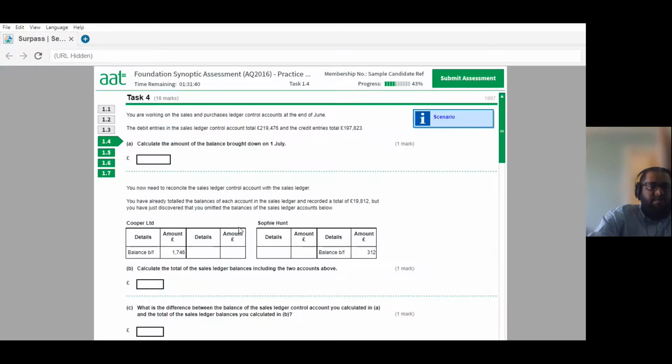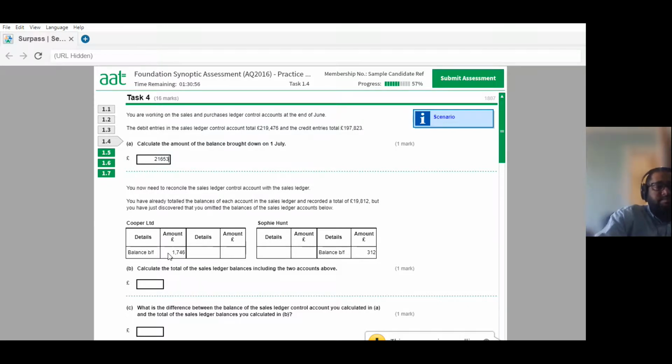Next question we have, question number 4. This one, you're working on a sales and a purchase ledger control at the end of June. The debit entries in the sales ledger control account is 219,476. The credit entries total 197,823. Calculate the amount of balance brought down. Okay, so here, if you take away one of those figures from the other, 219,476 minus 197,823, and that gives you 21,653. That is the balance brought down for the sales ledger control account.